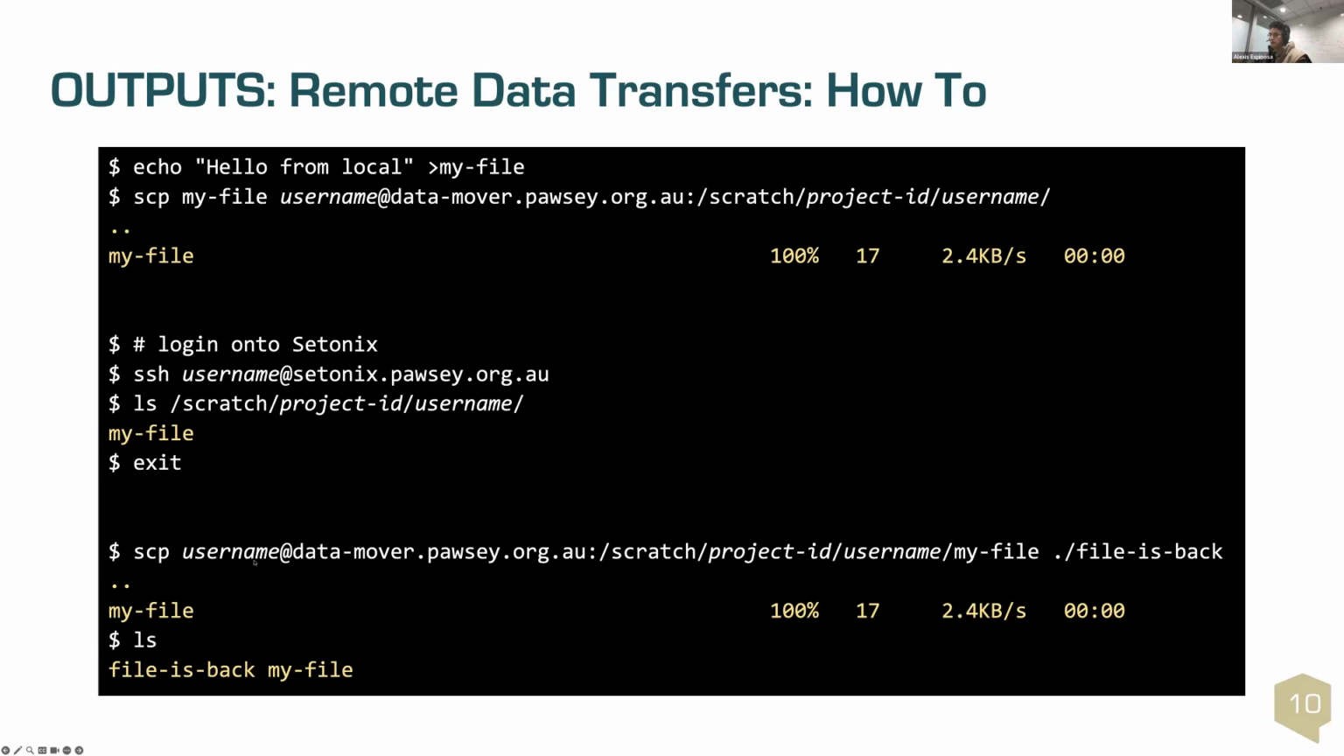COU and a number at data-mover.pawsey.org.au from Scratch courses 01, COU and a number, and the name of the file, and the destination, which is going to be where you are standing in your command, the current directory, and the name of the file. In this case, you are renaming the file to be Filesystems. Once the copy is done, you can do an ls and you have the original file, my file, and the file is back.